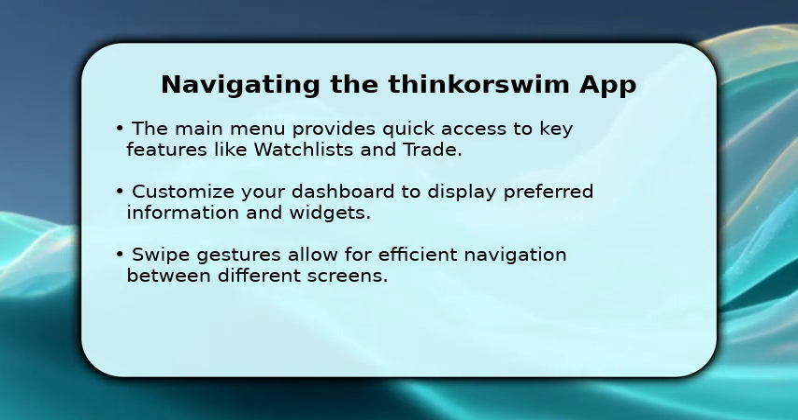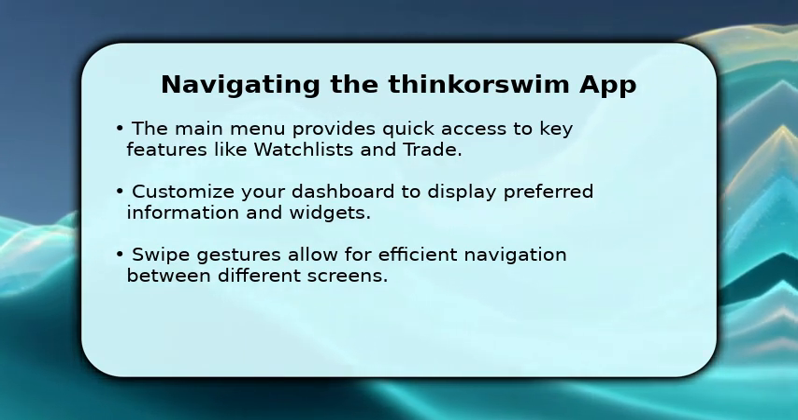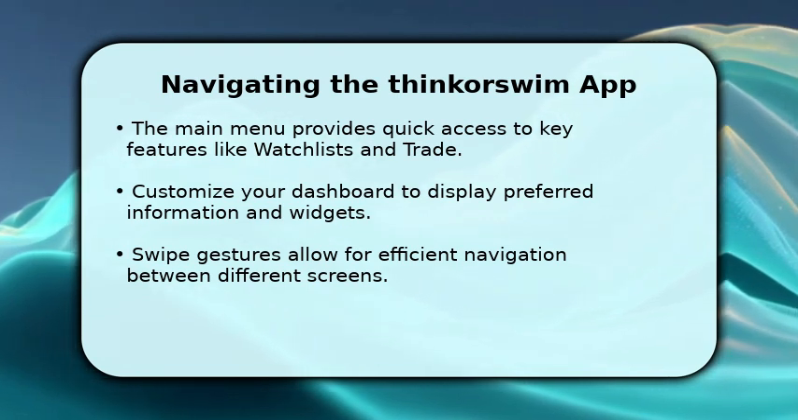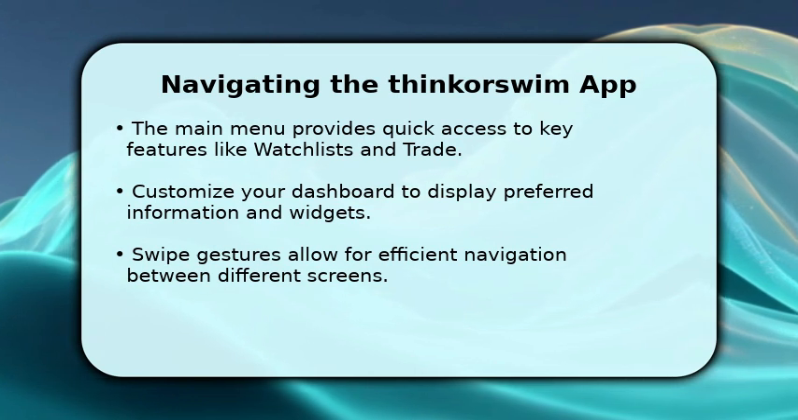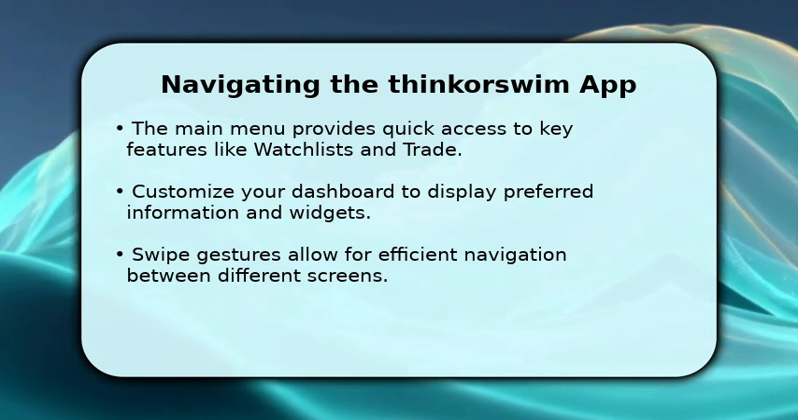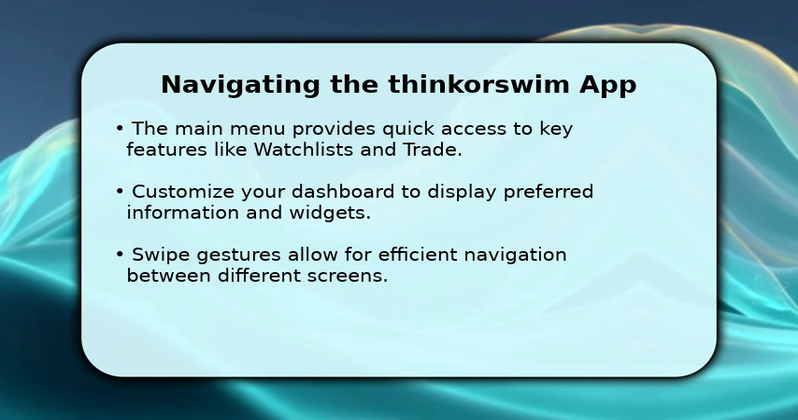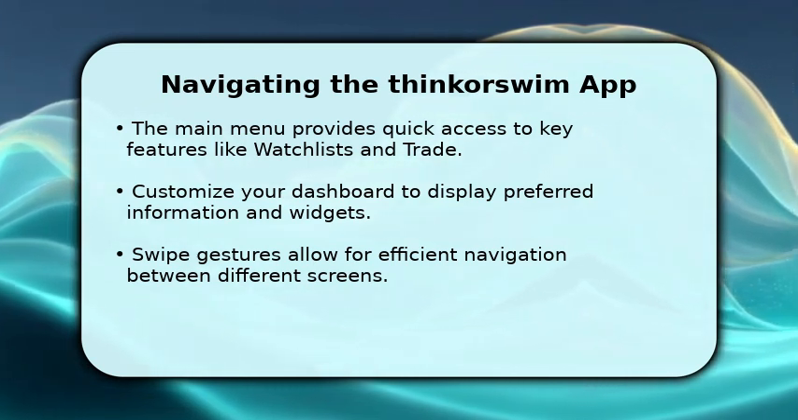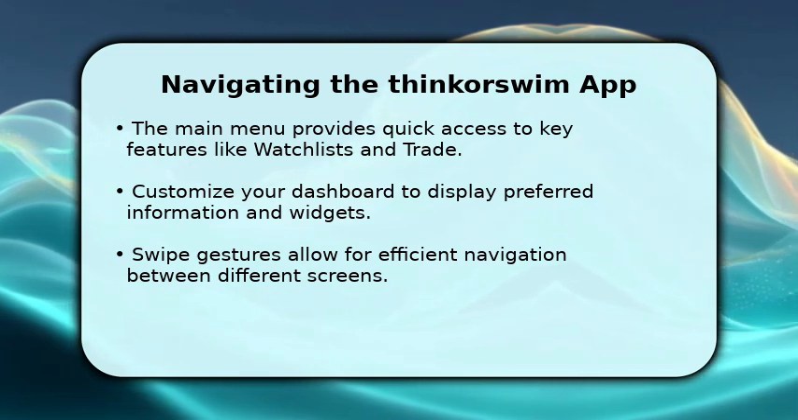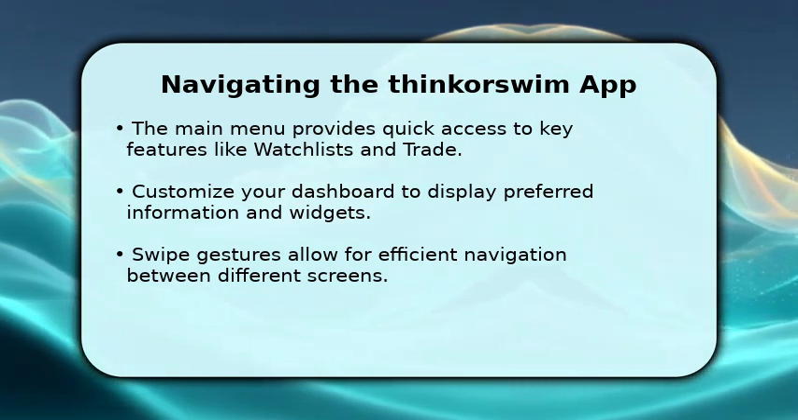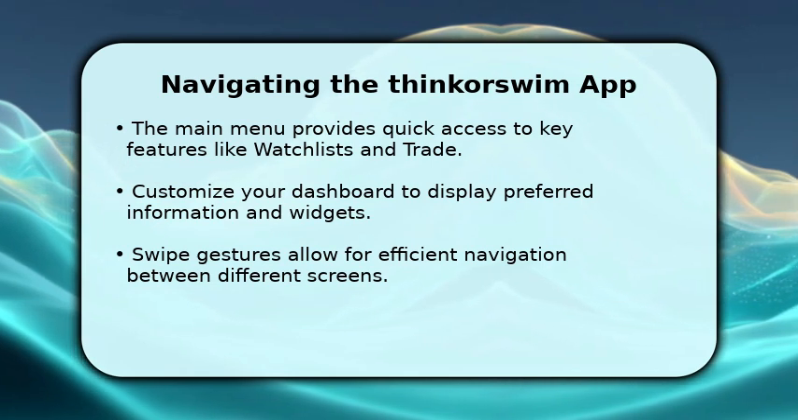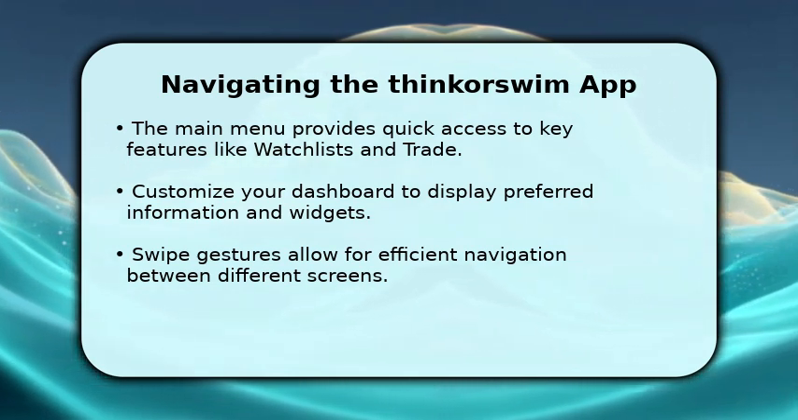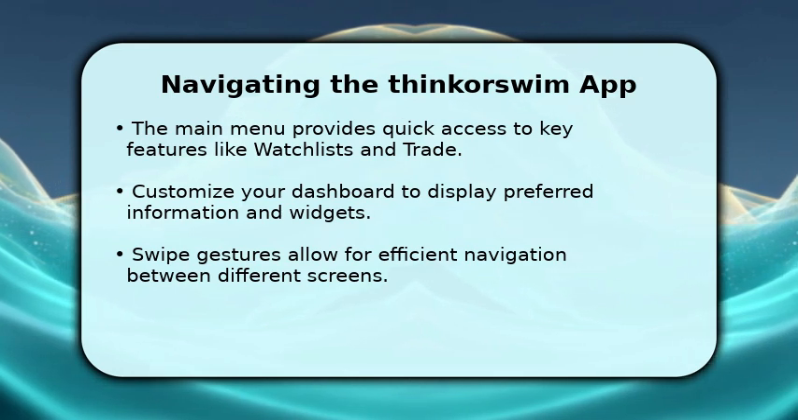The main menu, typically found on the left, gives you instant access to essential sections like watch lists, trade, and charts. You can personalize your dashboard to show exactly what matters most to you, perhaps a few key widgets or a specific market overview. Swiping left or right helps you move between different screens smoothly, and the search bar is always there to help you quickly locate any symbol or feature you need. It's all about making your trading experience efficient.